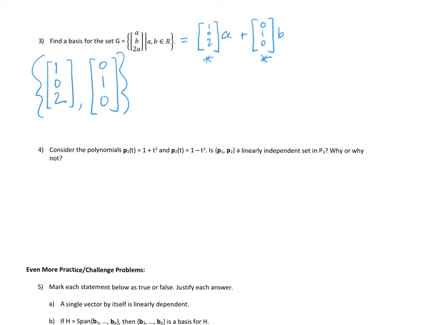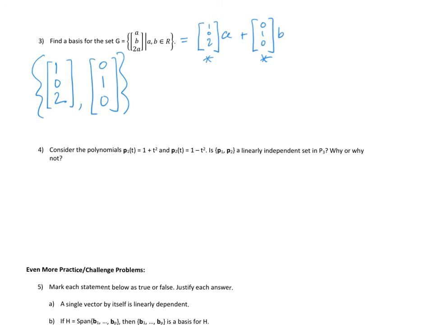Okay, consider the polynomials P1, which is 1 plus t squared, and P2, which is 1 minus t squared. Is {P1, P2} a linearly independent set in P3? Why or why not? Okay, so remember that even though these aren't traditional vectors, when we learned about linear independence of vectors in Rn, we said if you only have two of them, it's pretty easy to tell. If one is a multiple of the other, they are not linearly independent.